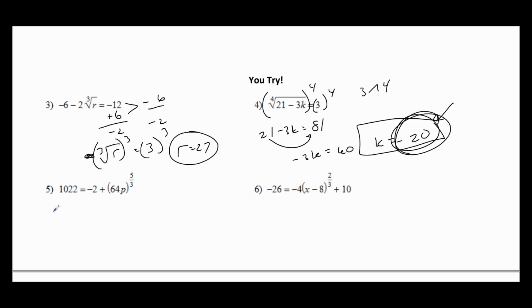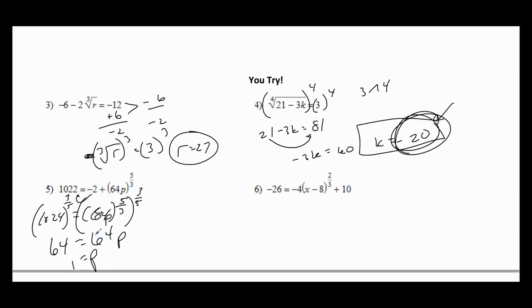Number 5, I got to add the 2, so that's 1024 equals 64 to the 5/3 power, 64p. I'm sorry, I almost forgot that. Now I got to raise it to the reciprocal, so I get 3/5. 1024 to the 3/5 is 64 equals 64p. Divide, I get p equals 1. Well, that was pretty simple. All that was anticlimactic right there.